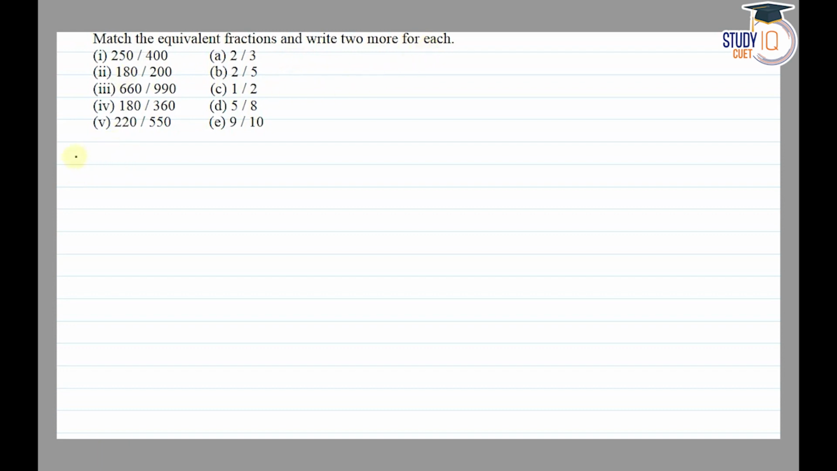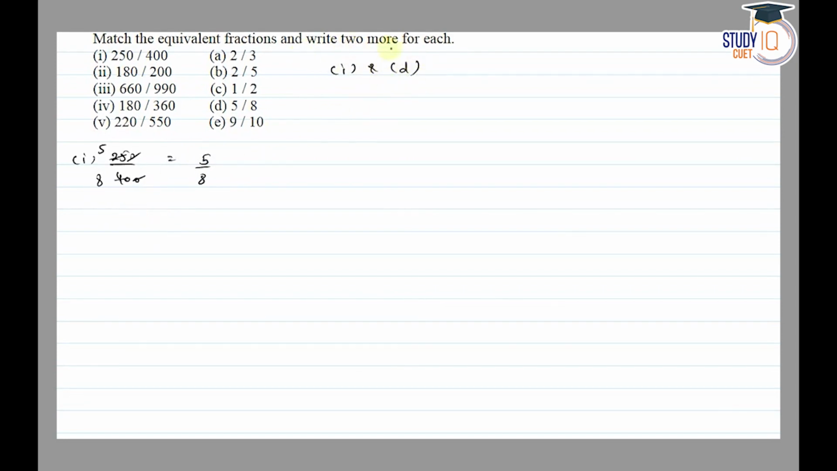First, 250 upon 400. So firstly हम इसे simplify कर लेंगे, 0 से 0 cancel out, then 5 से 5 times and 8 times. So जगह हमारा 5 by 8. So 250 upon 400 is equivalent to 5 by 8. So 1 and D are equivalent.